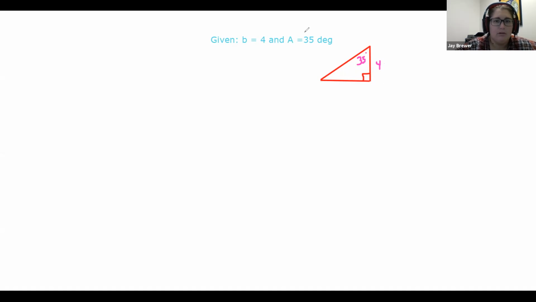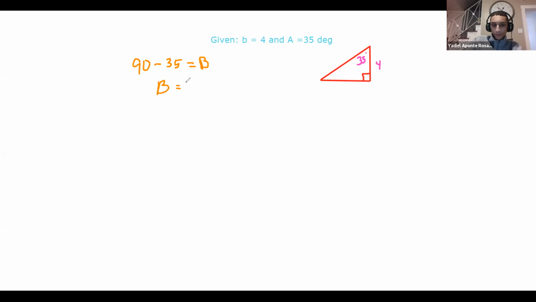So what's the easiest one to find? Beta or B? Yeah, the missing angle. So if we want to find the missing angle, we're just going to do 90 minus their given of 35. And that's going to be equal to your missing angle. So what's your missing angle going to be? 55. Perfect. Okay, 55 degrees.